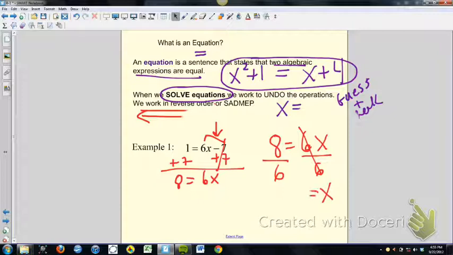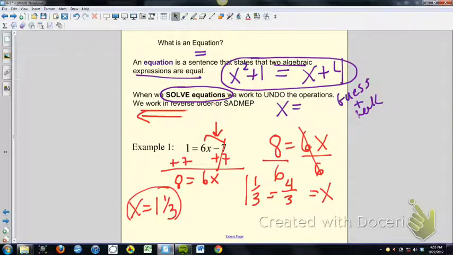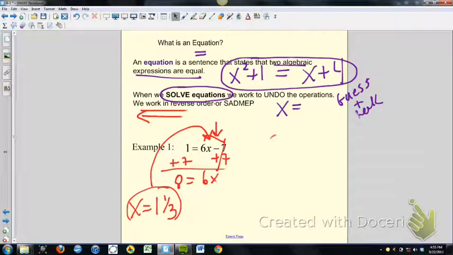You have x is equal to, now let's reduce this a little bit. So 8 and 6 share a common factor of 2, so it's 4 over 3, which is 1 and 1/3. So x is equal to 1 and 1/3. And it's fine to leave it like that. And if you wanted to, you could put that back into the equation right there, so you can check yourself. So you could say 1 is equal to 6 times 1 and 1/3. I'm going to put it as 4/3. I'm going to leave that as 4/3 so that I can multiply it by 6 more easily.